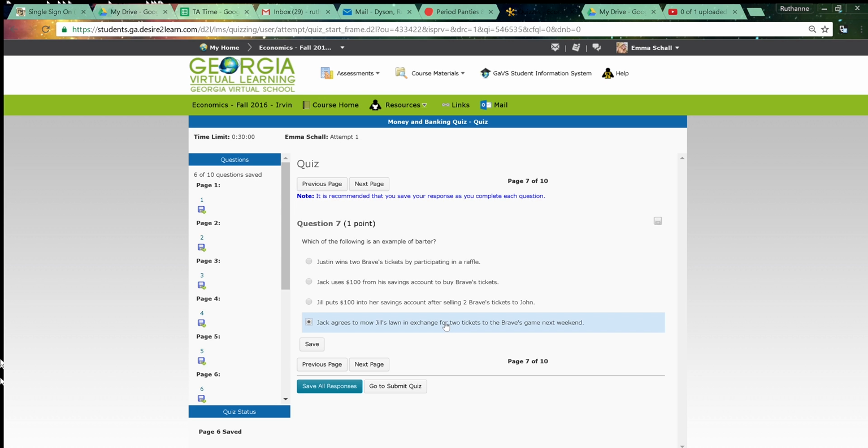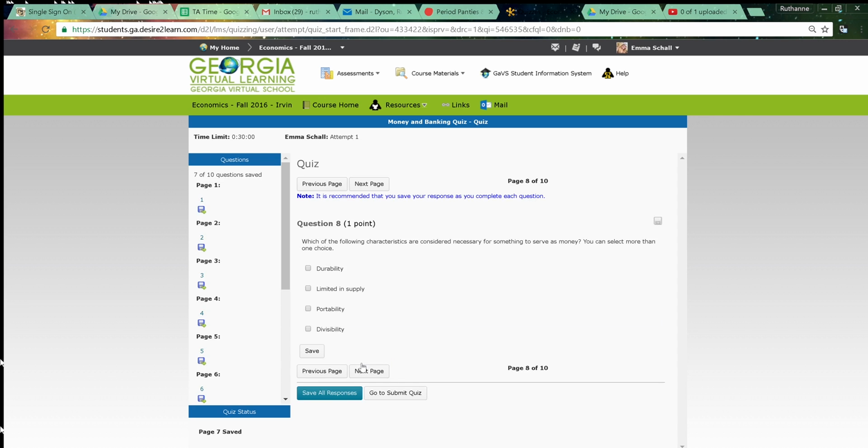That's going to be the correct answer because in theory, Jack has a lawnmower and the time and the ability to mow the lawn, and he wants the Braves tickets, and Jill needs her lawn mowed, and she has Braves tickets. So in a lot of situations, she wouldn't be able to get her lawn mowed while having Braves tickets, but using bartering, she can trade the Braves tickets for somebody mowing her lawn instead of just paying somebody to mow it.